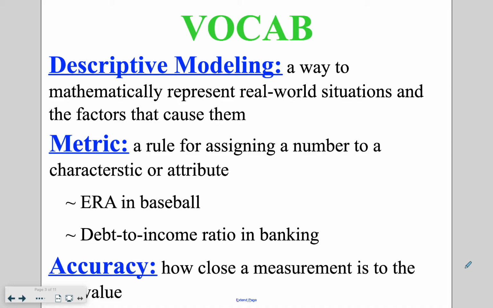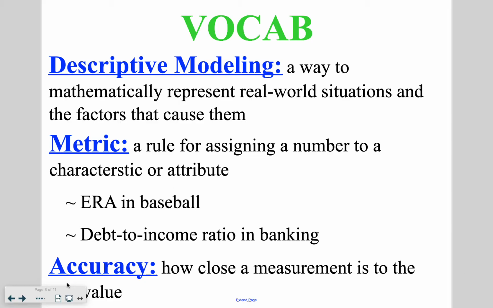Another example would be debt to income ratio. This is the way that a bank can compare different lenders to see which people qualify for loans. They take their amount of debt, what's causing all of that, and they compare to their income to see how much money they have flowing in and out.